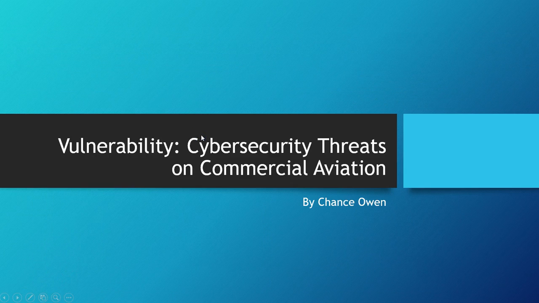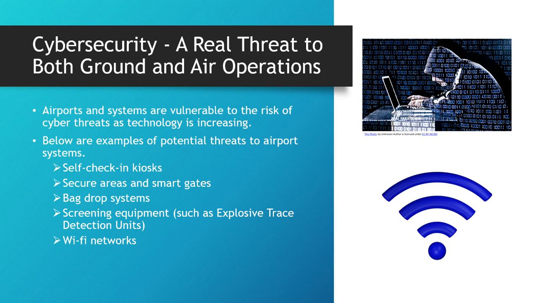All right, now we'll discuss the vulnerability section, cybersecurity threats on commercial aviation. So as you can see on this slide, there are several examples of potential threats to airport systems, ranging from self-checking kiosks, bag drop systems, to Wi-Fi networks. And according to research in Europe, the European Aviation Safety Agency estimates an average of 1,000 attacks a month on aviation systems, which is alarming.